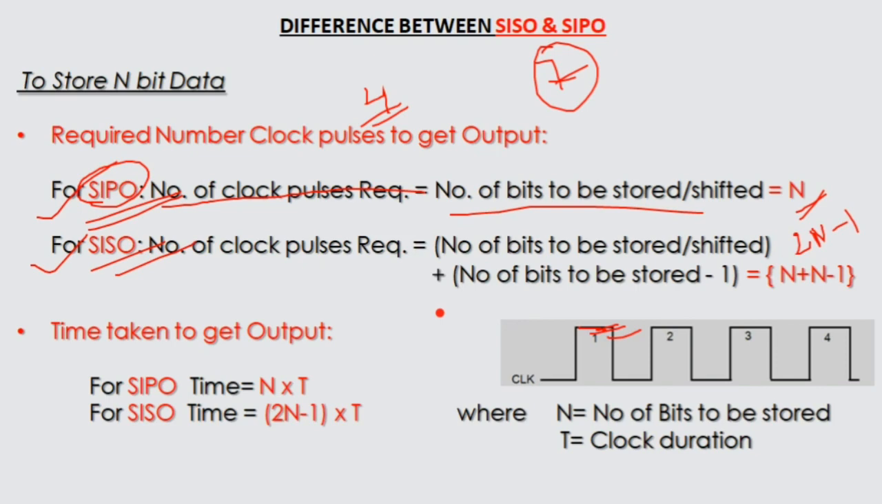Please remember one point. Number of clock pulses is equal to number of bits, N, in SIPO. SIPO is fast when compared to SISO.